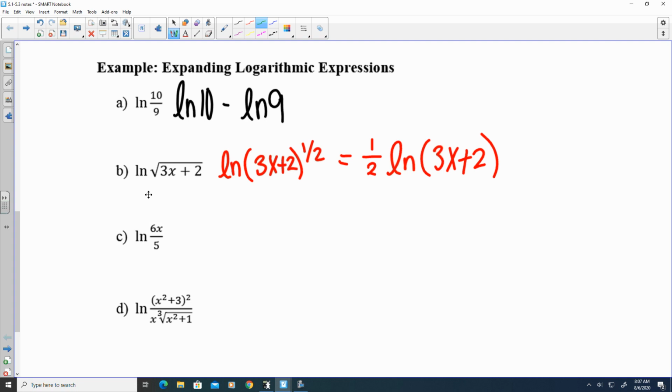Okay, third one, there's a couple steps to do on letter C. Whenever I see that fraction, I always split with the difference first. So we're going to have natural log of 6x minus natural log of 5, and then we need to further split up the 6x, because that is technically a product of 6 and x, so that's going to be split into two separate logs that are added together.